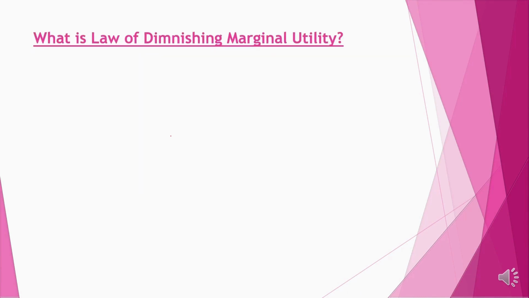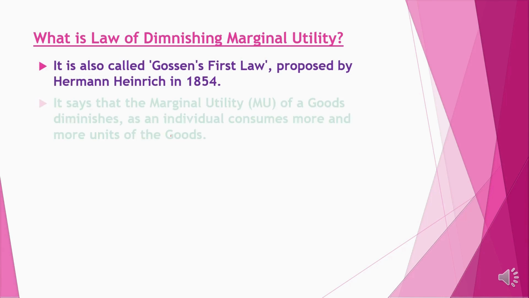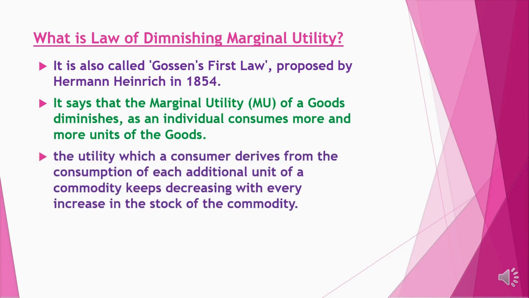Next we will see the law of diminishing marginal utility. It is also called Gossen's first law, proposed by Hermann Heinrich Gossen in 1854. It states that the marginal utility of a good diminishes as an individual consumes more and more units of the good. The extra utility or satisfaction that he derives from an extra unit consumed goes on falling.